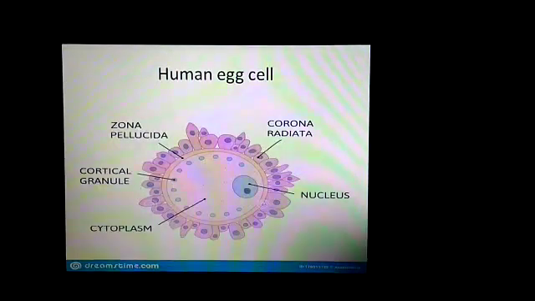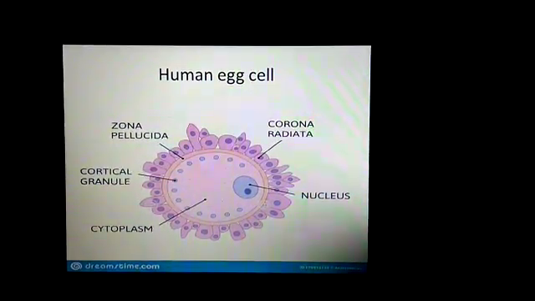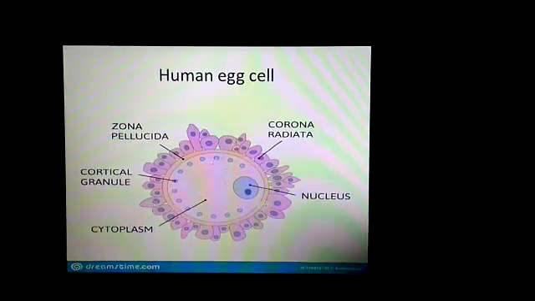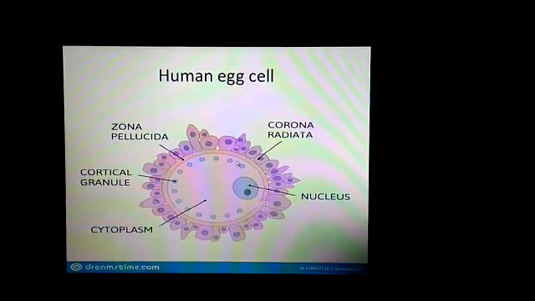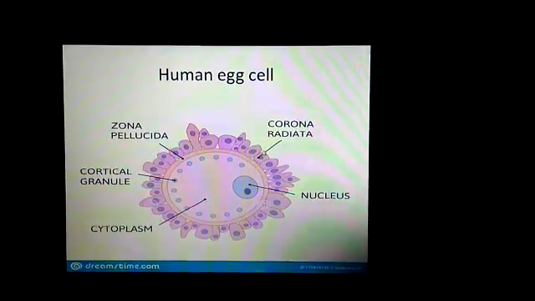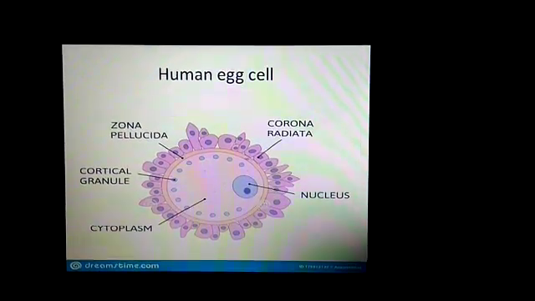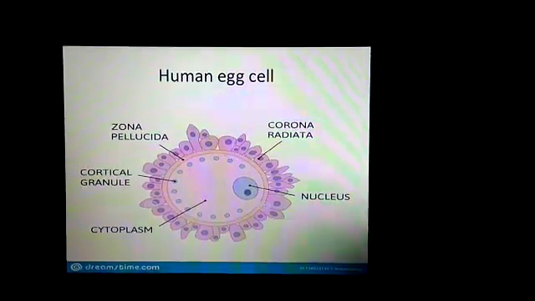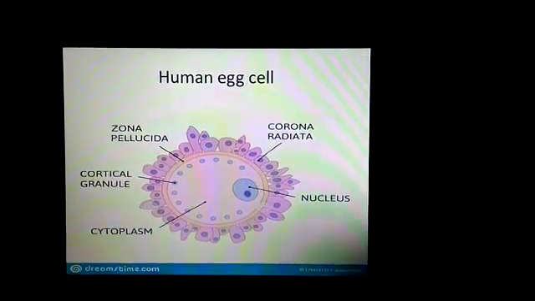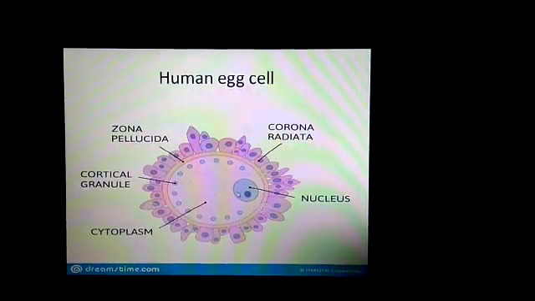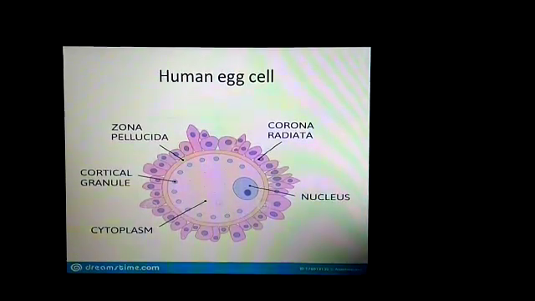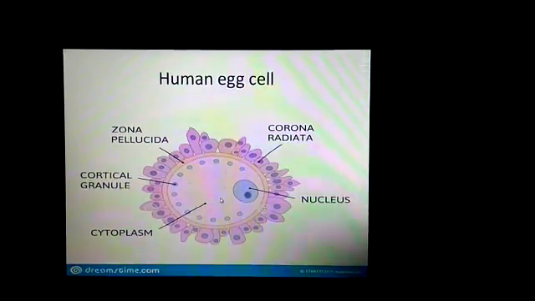Now see the structure of the human egg cell. This is the structure of the egg cell, which is produced by the ovary. It has 2 distinct layers. The outer one is the corona radiata, and the inner layer is called the zona pellucida. It consists of one nucleus and cytoplasm. This is the human egg cell.